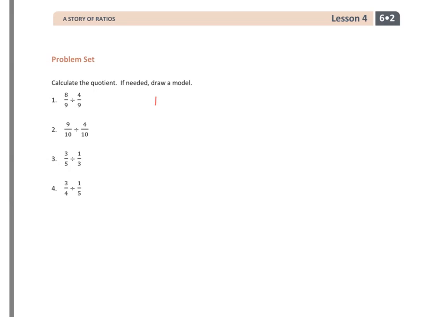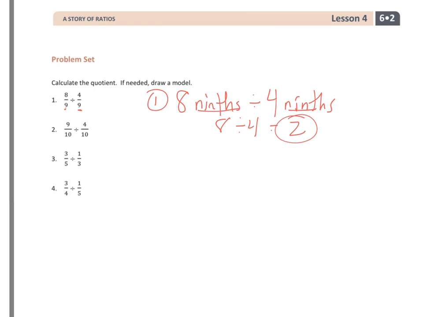So I'll start with 1, and I see that they have a common unit, 8 ninths divided by 4 ninths, so I'm going to write that in unit form. And I know when I have common units, it's really just saying 8 divided by 4, and that's going to get me 2. Now, that's the easiest possible way that I could do it, but I will show some models for these other ones to help out as well.